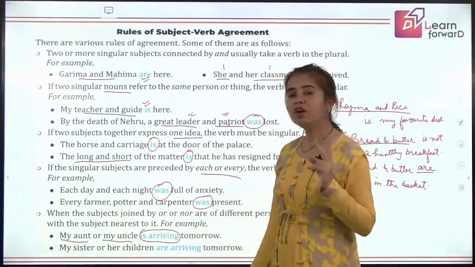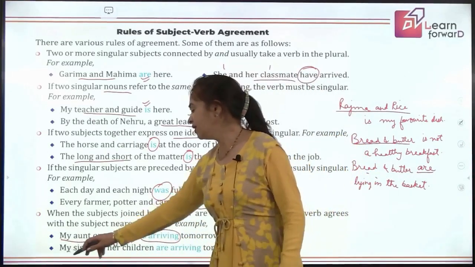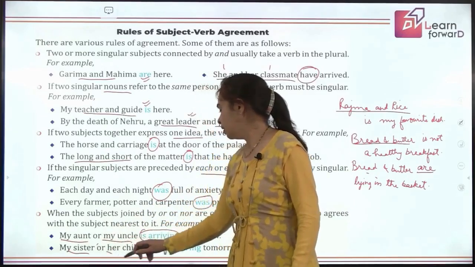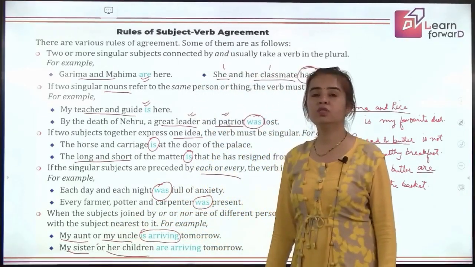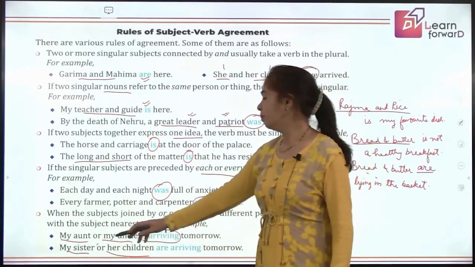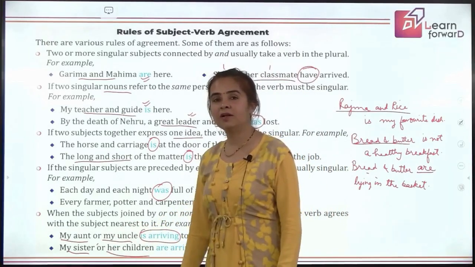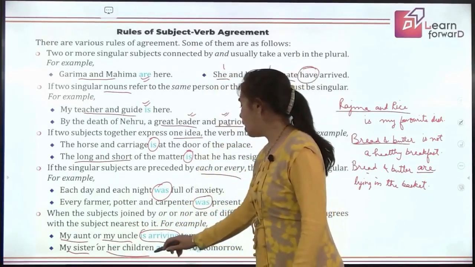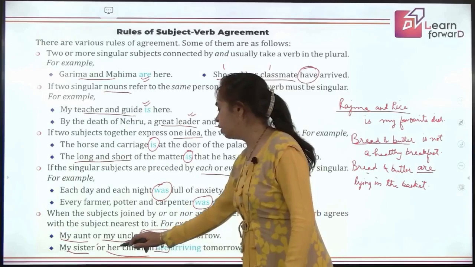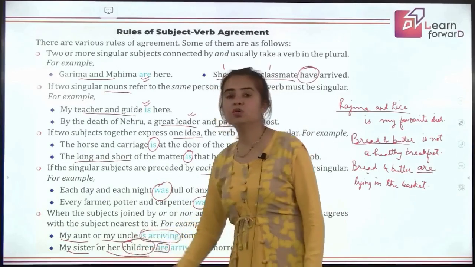But what when the number is different? My sister or her children. Now here what do you see? Children is plural, but my sister is singular. So we will be using are, which will depend on the subject which is closer to the verb.